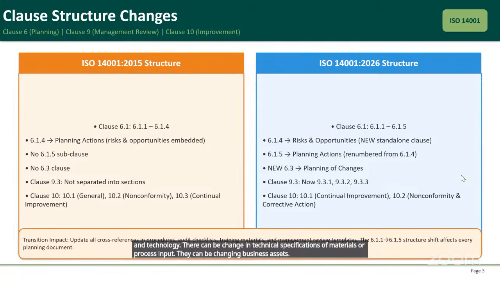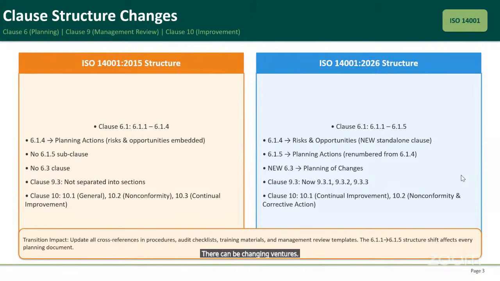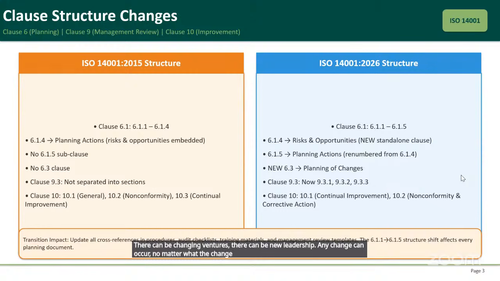There can be change in ventures. There can be new leadership. Any change can occur. No matter what the change is, how does it affect your process? How does it affect the environment? How does it affect your organization? How does it affect mother earth as a whole?